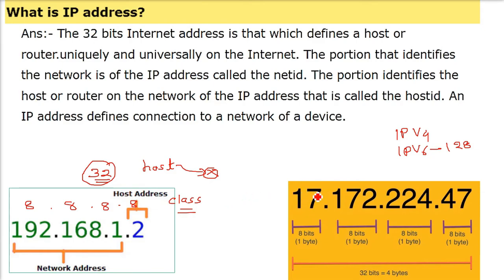The portion of the IP address that identifies the network is called the net ID. The portion that identifies the host or router on the network is called the host ID. So one part is the network address, the other part is the host ID. That is, first you have to go to the network, then you have to go to the system, computer or computing device. And that can be done using the subnet mask, because we have class A, class B, class C, and we know the subnet mask also. So an IP address defines the connection of a device to a network. These two parts are very important: the network address and the host address.